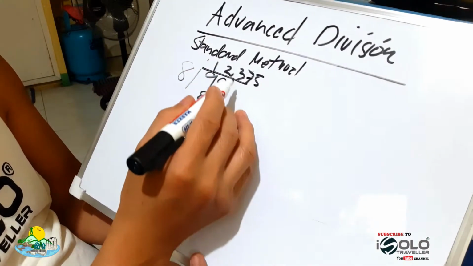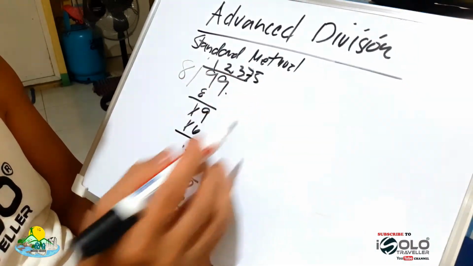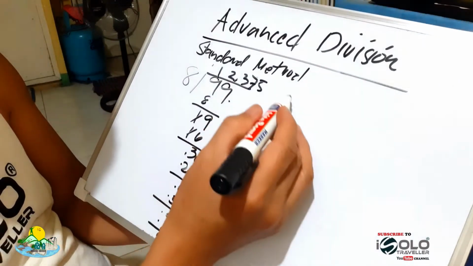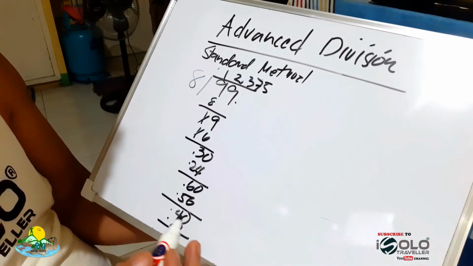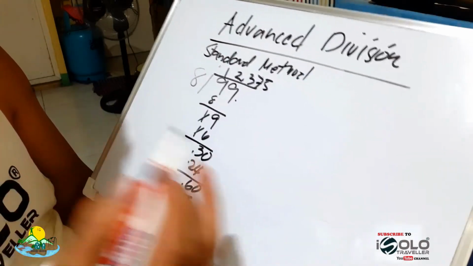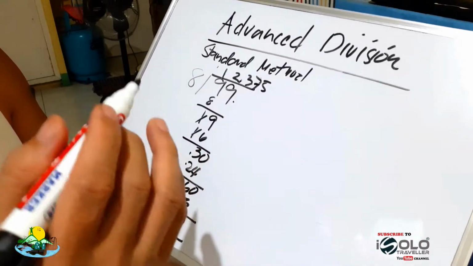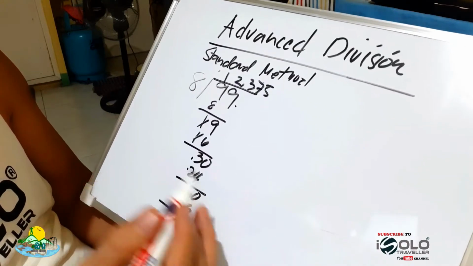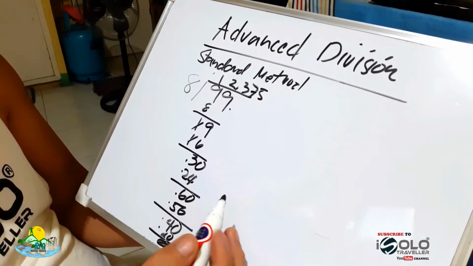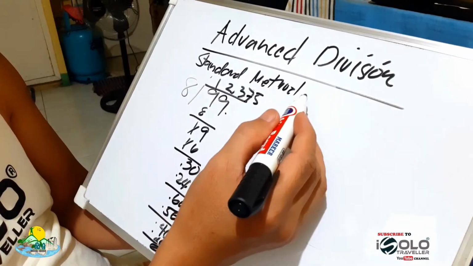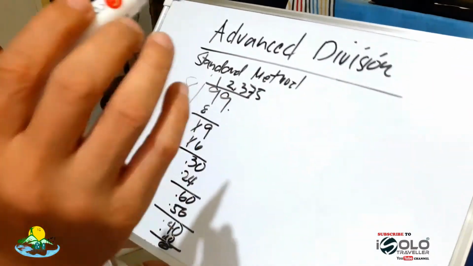So 12.375. Okay? Imagine how difficult it is, how confusing it is, how time consuming it is, and it eats a lot of space. Okay, now let me show you how to get the advanced method. Okay, just hang on a second.